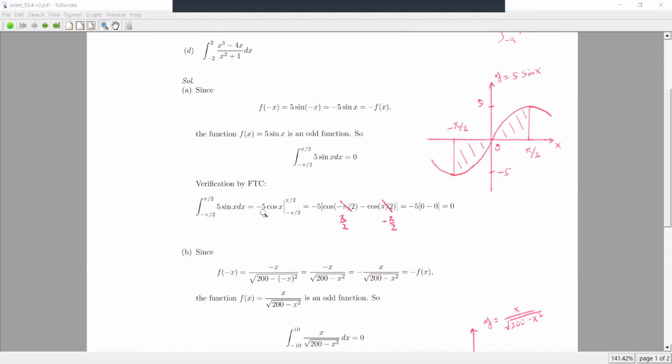The antiderivative is -5 cosine of x. By the fundamental theorem, this integral is equal to the antiderivative plugged in at the upper limit in x minus the antiderivative plugged in at the lower limit in x. That is this number. On the calculator, this number is 0. So by the fundamental theorem, we can verify that this integral is indeed 0.